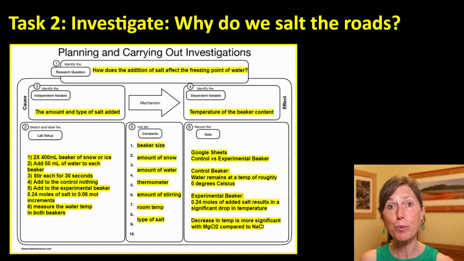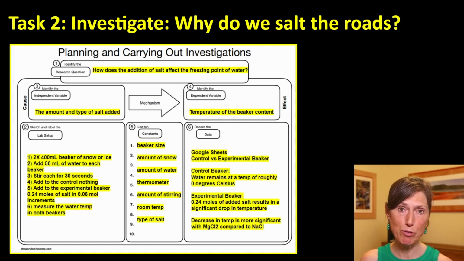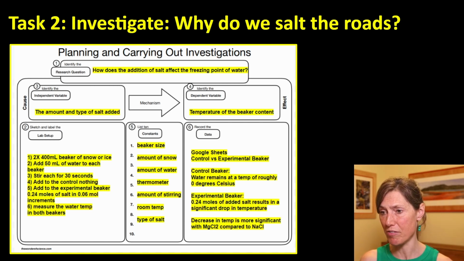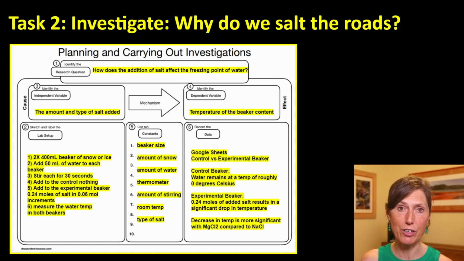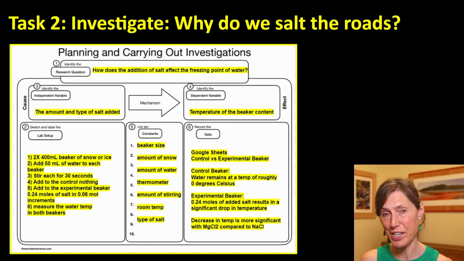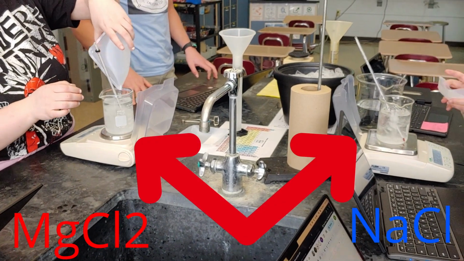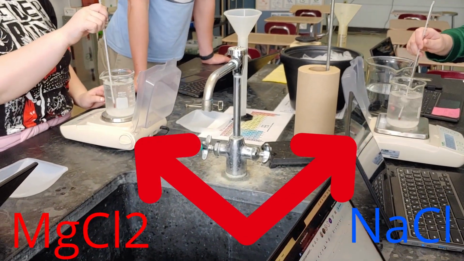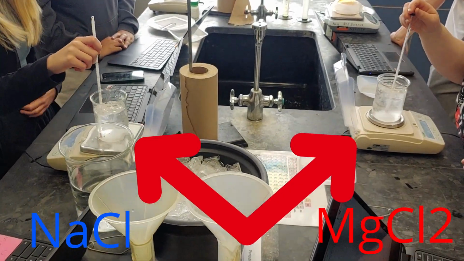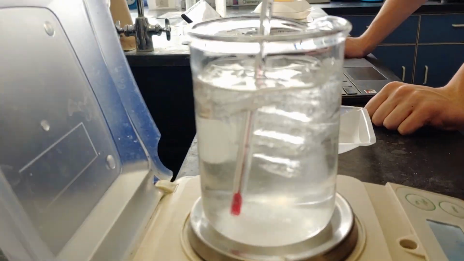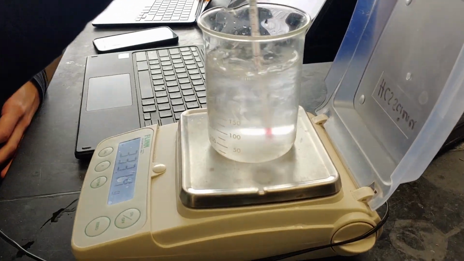The research question reads as follows: how does the addition of salt affect the freezing point of water? The independent variable is the amount and type of salt added, compared to the dependent variable, which is the temperature of the beaker content. It details the lab setup as well as the constants that they intended to keep controlled as they carried out this experiment. And the data was collected in Google Sheets. By adding equivalent amounts in moles of either sodium chloride and magnesium chloride to a set amount of ice water, my students noticed the following.